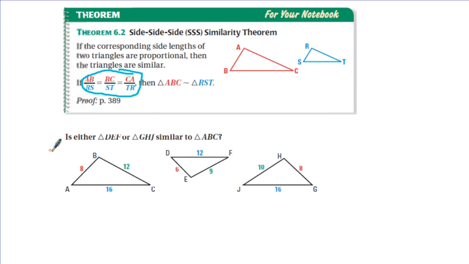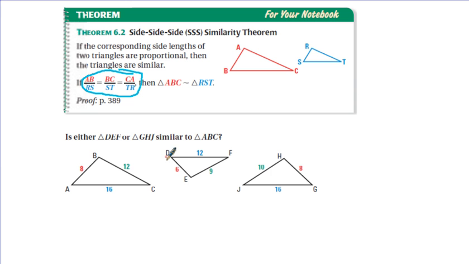Alright, so let's look at this practice problem down here. It's asking if any of these triangles are similar to this first triangle, ABC. So let's take a look, first looking at ABC versus DEF. We want to look at the side lengths and see if they are going to be proportional. If they're going to be similar, then you would need the shortest side of both triangles to be proportional to the largest side of both triangles, and then the middle side would also have to have that same scale factor ratio. So let's take a look.